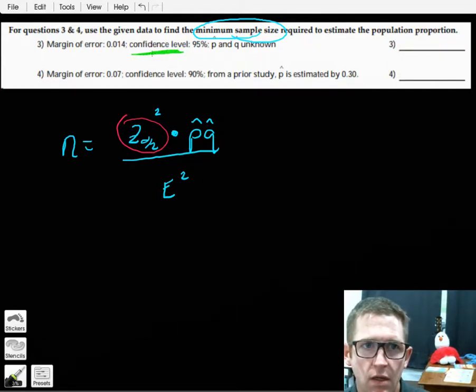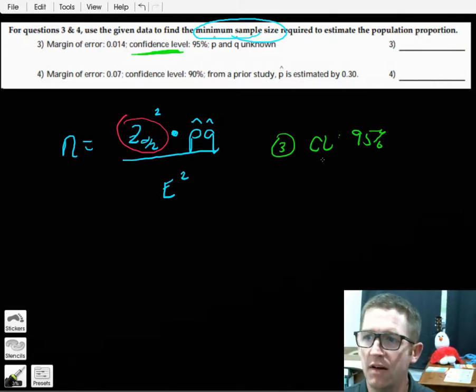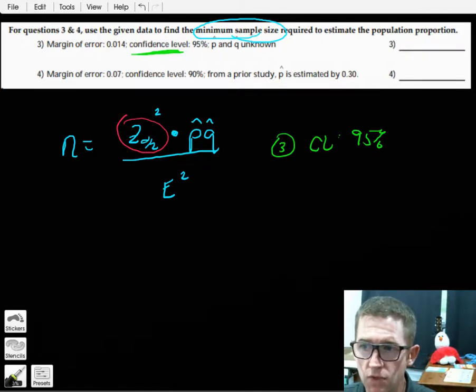Okay, so for number 3, you're given the confidence level is 95%. You need to remember, recall, or just jot down that a confidence level of 95% yields a critical value z alpha over 2 of 1.96. Okay, so that means z alpha over 2 is 1.96.